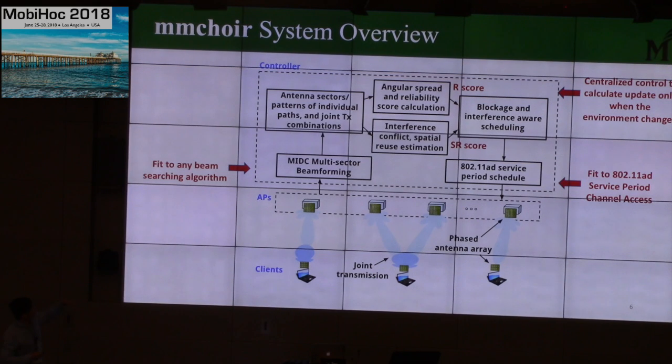Then we calculate the reliability score and the spatial reuse score for all these paths. Then we feed this information to our blockage and interference aware scheduler. And then the output of the scheduler can be fed to the service period channel access in the 802.11 standard.